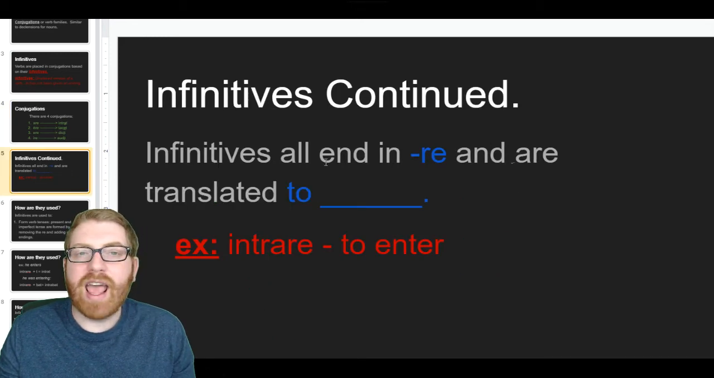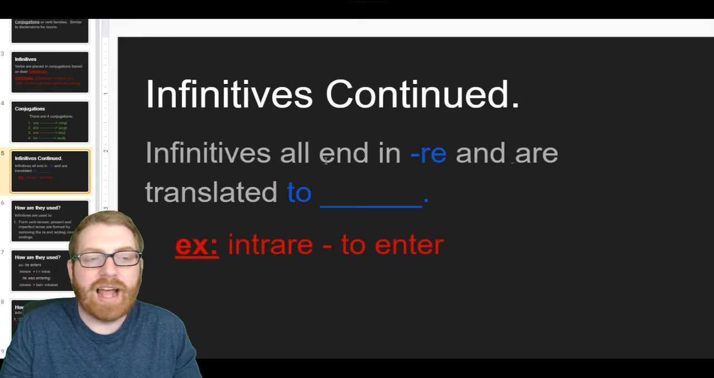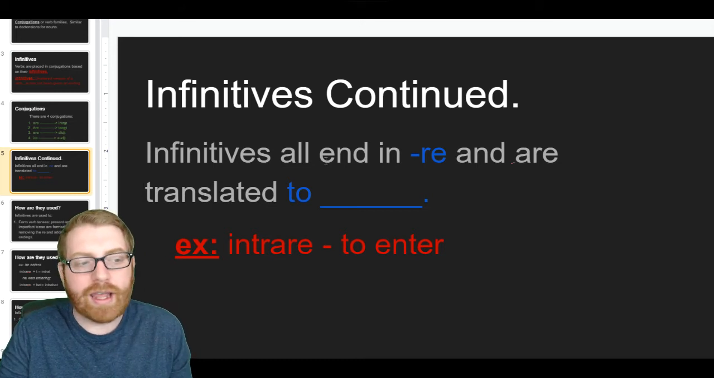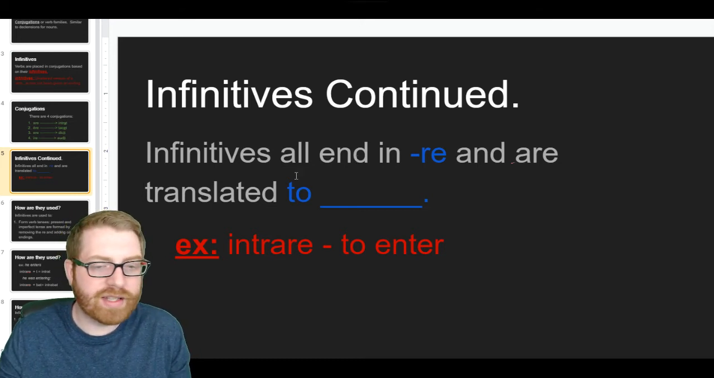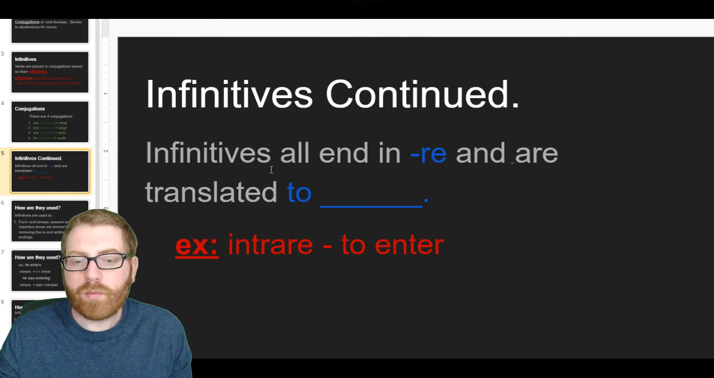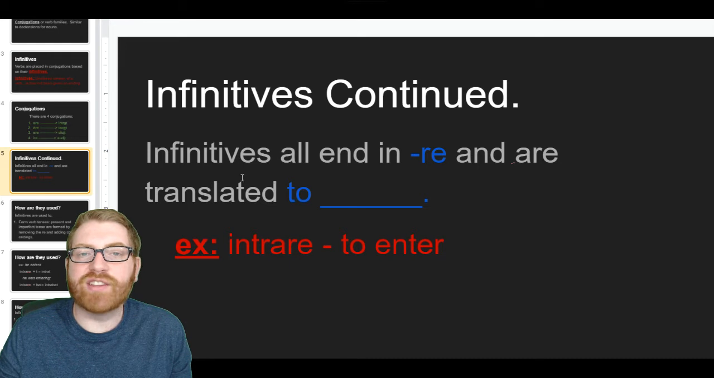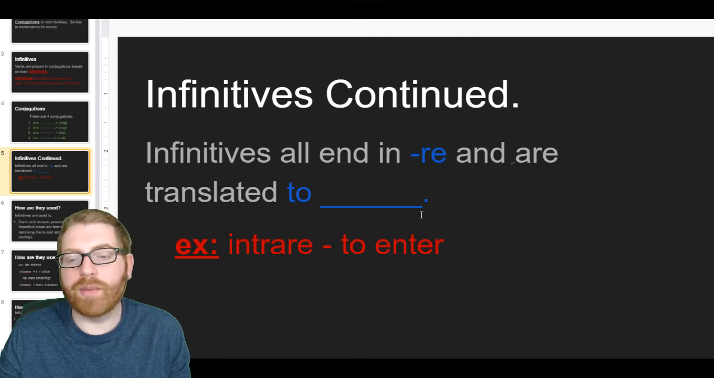So as I just said, every infinitive in Latin ends in an RE for the present tense. So whenever we see an infinitive, we're going to always translate it as to blank. So our example here, intrare, ends in an RE, and we translate it as to enter. All right, again, you can do this for any verb that we've encountered so far in Latin. Put an RE on the end, it means to blank.